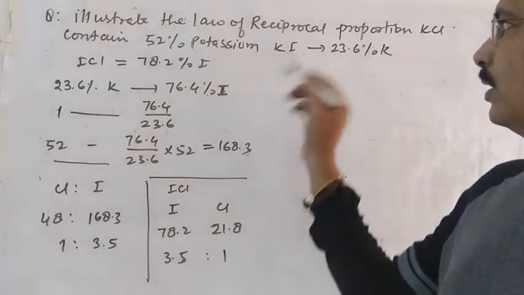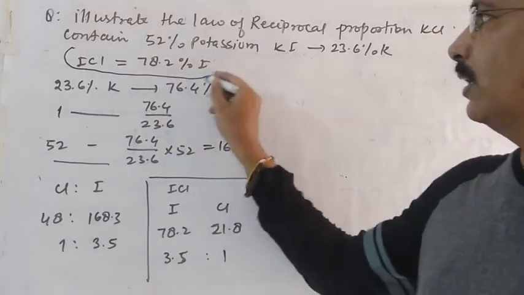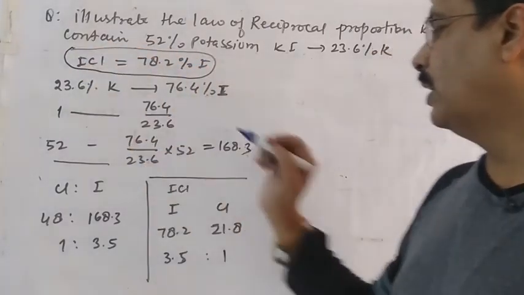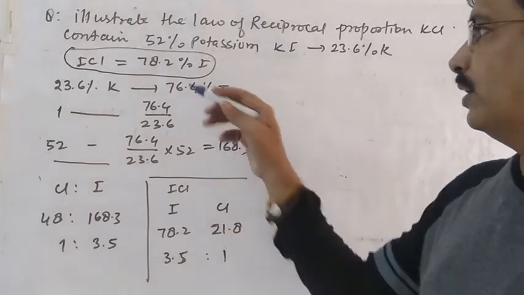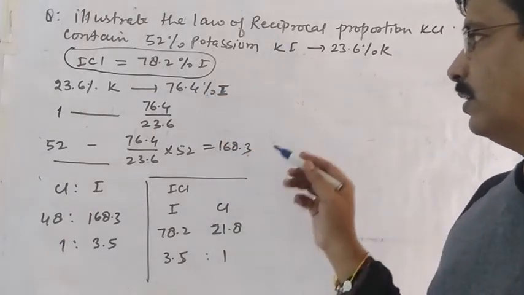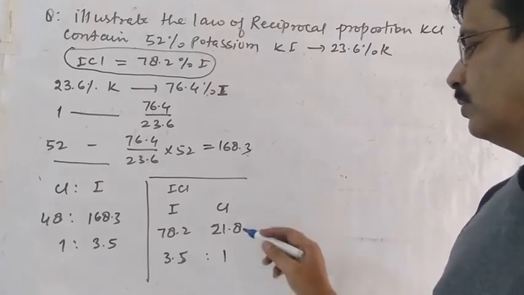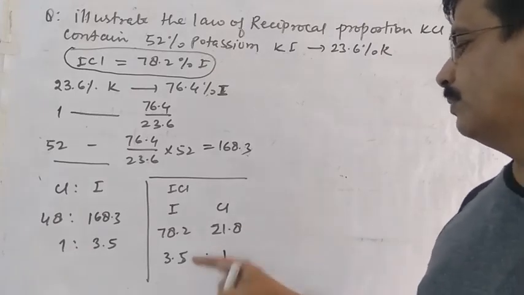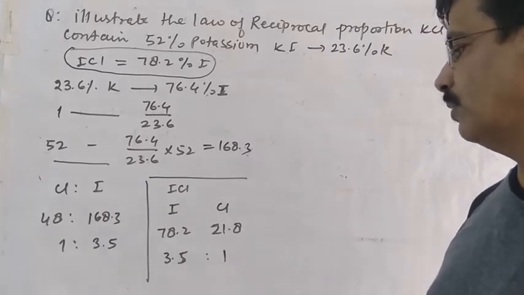Now we take the third compound, ICl. Here in ICl, I is given as 78.2 and chlorine is 100 subtracted by 78.2. So this comes to 21.8. Now we divide 21.8 by 78.2. So this comes to 3.5.